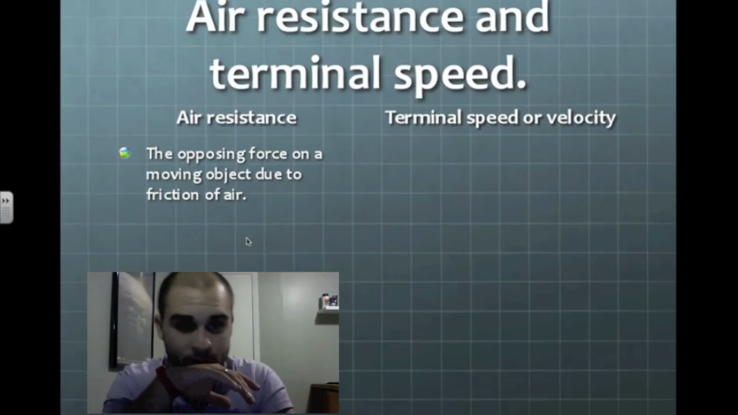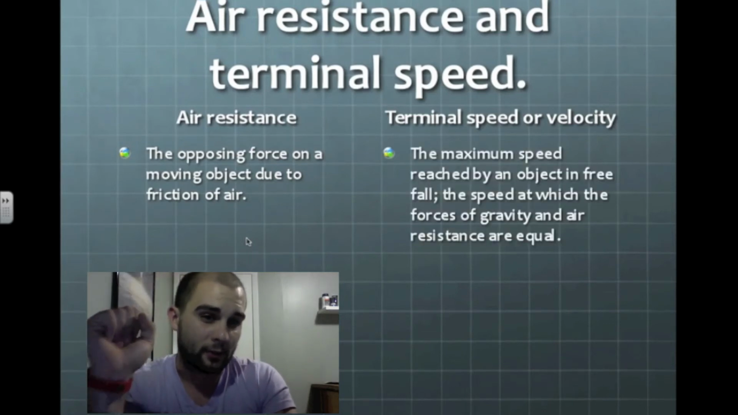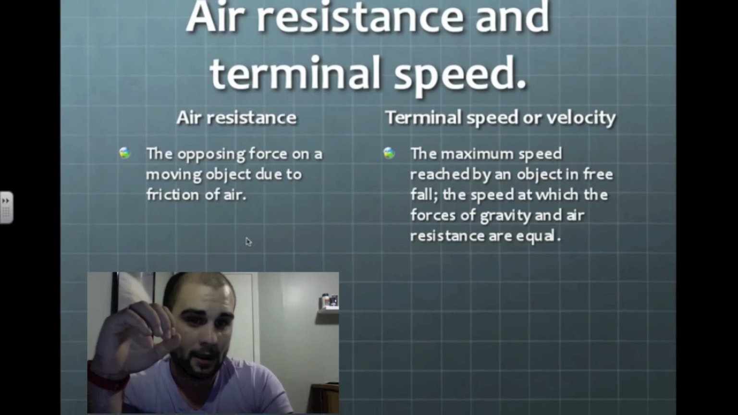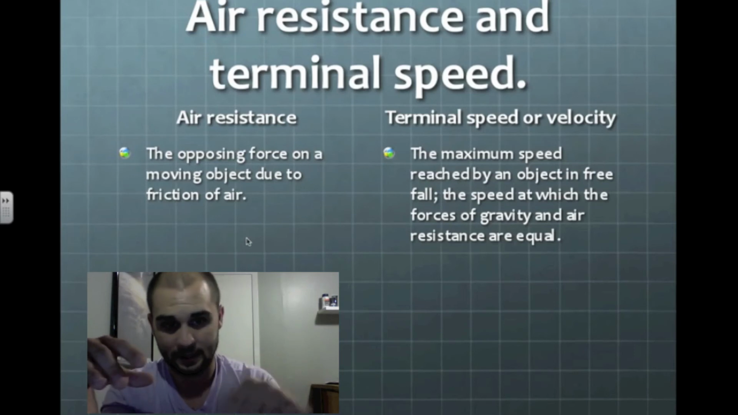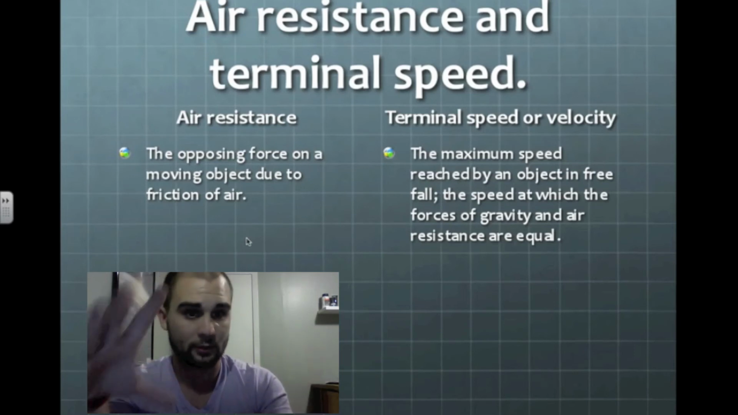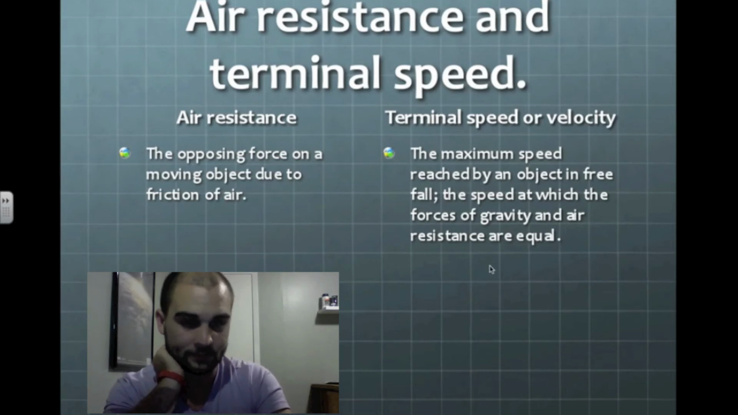Terminal speed, this is the maximum speed an object can reach once air resistance and gravitational force reach an equilibrium. And their speed becomes a constant at this point. They don't speed up or they don't slow down, they just keep dropping at the same speed. That's terminal velocity.